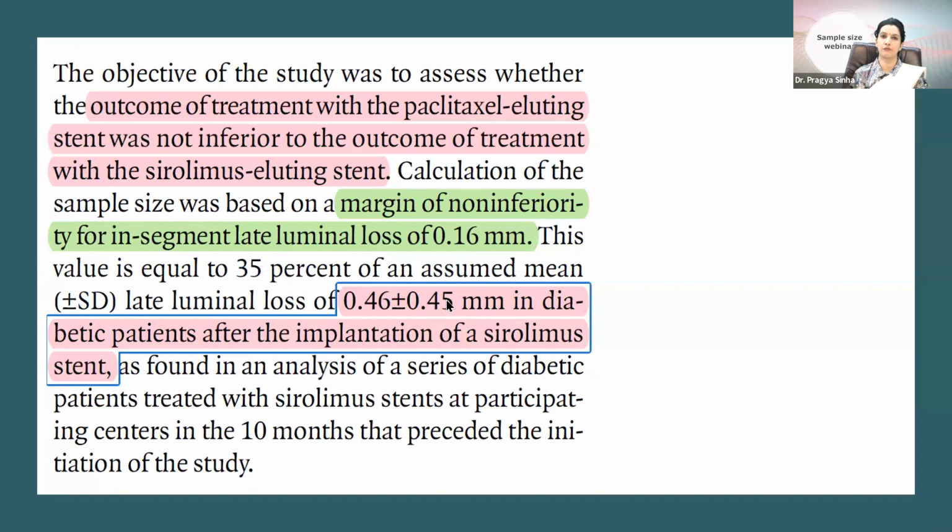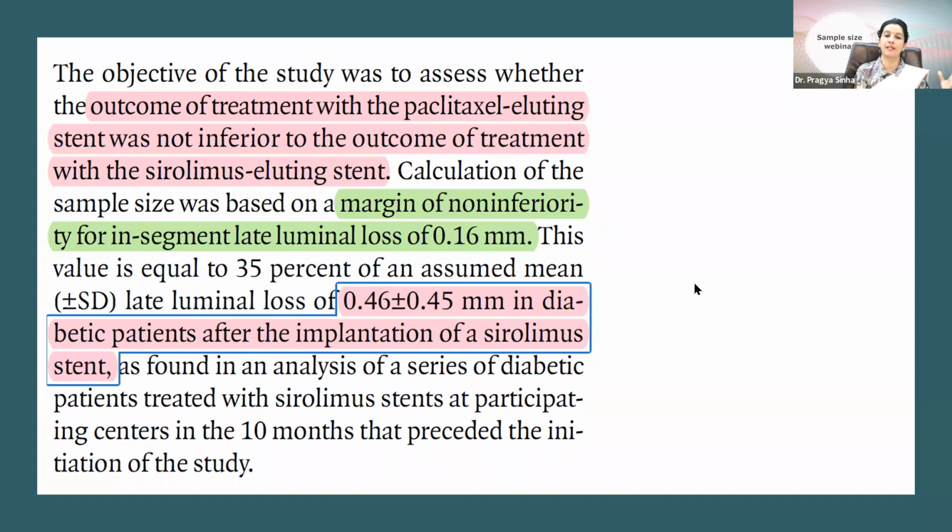So maybe on the basis of a pilot project or some observation, they have set this margin. If you add these two, 0.46 plus 0.16, the total will be 0.62. So they are ready to accept the luminal loss up to 0.62, because 0.46 is the luminal loss with the new drug, sirolimus. But with paclitaxel they are ready to accept even a luminal loss of 0.62.